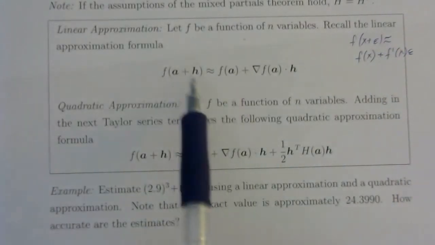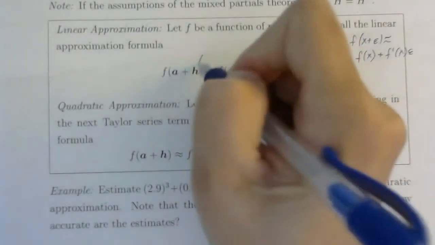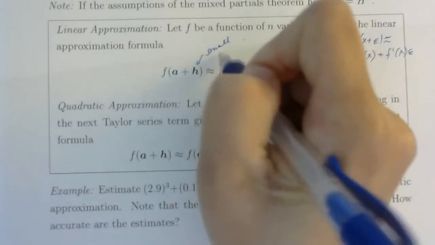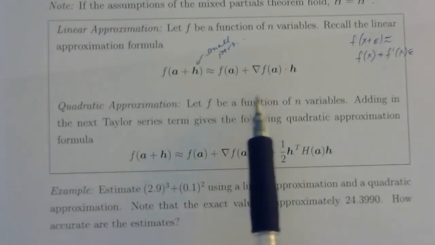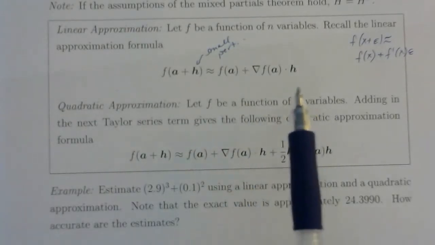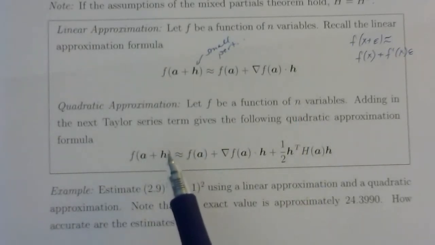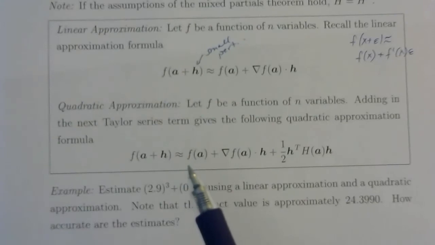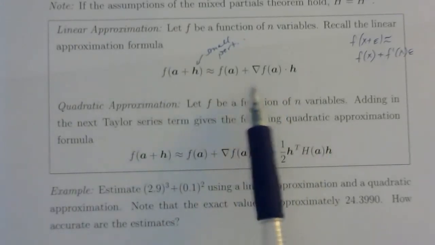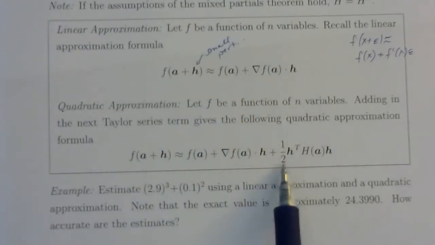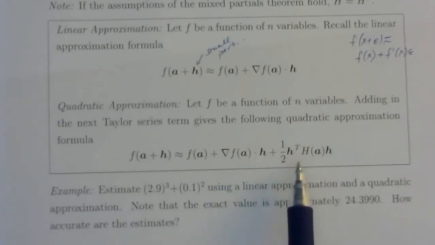So for a vector valued function, we have f at a plus h, some small perturbation, is approximately f at a plus the gradient of f dotted with h, the h vector. I can also do what we would call a second order or a quadratic approximation. Instead of having just the first two terms of the Taylor expansion, this is the first three terms, up until the quadratic term of the Taylor expansion. And so we get something like an h squared.